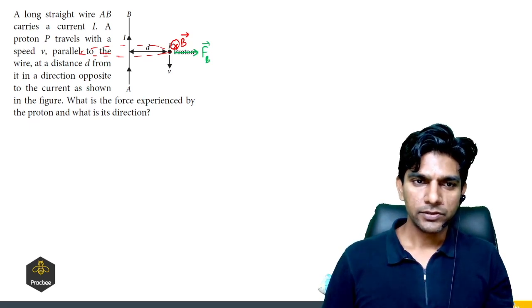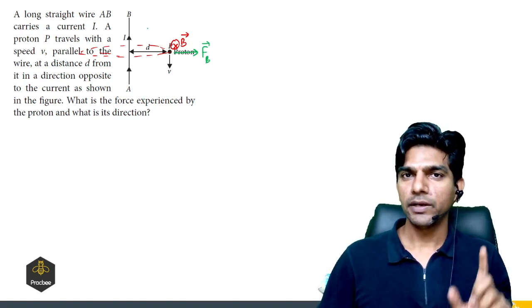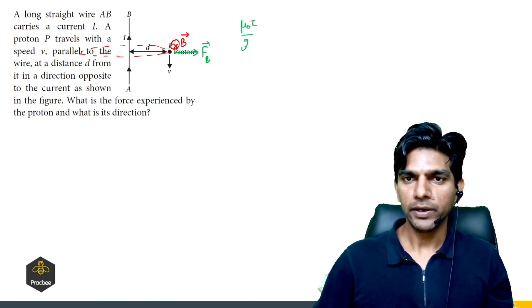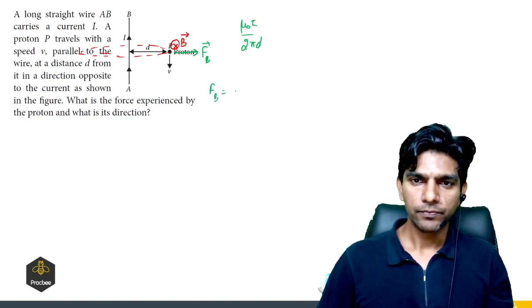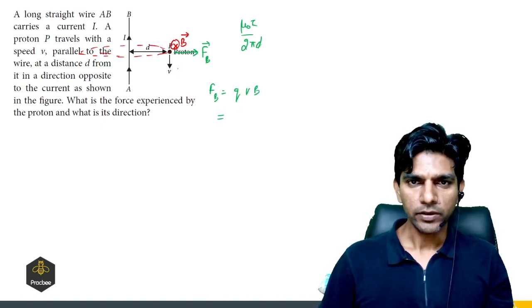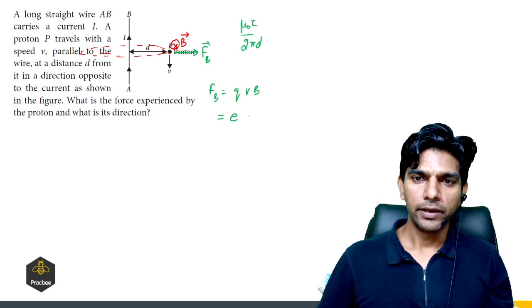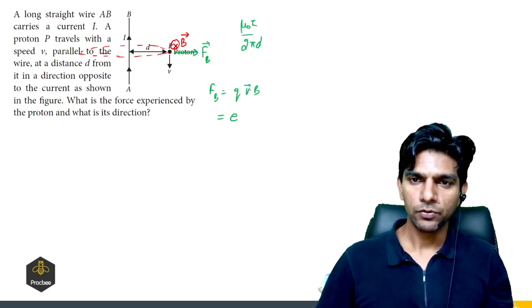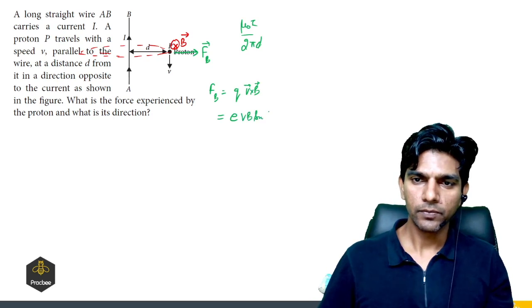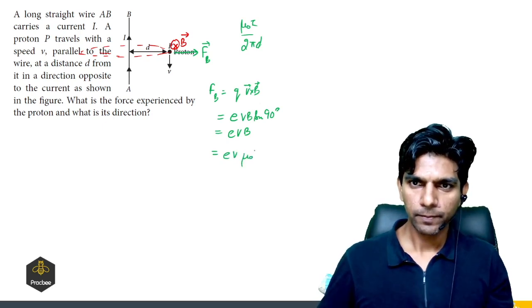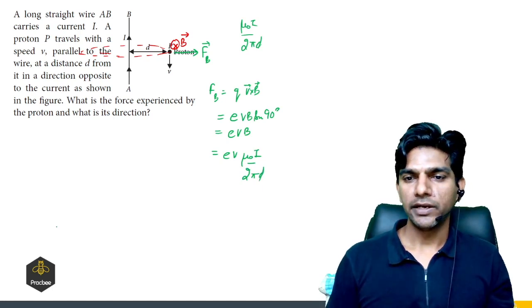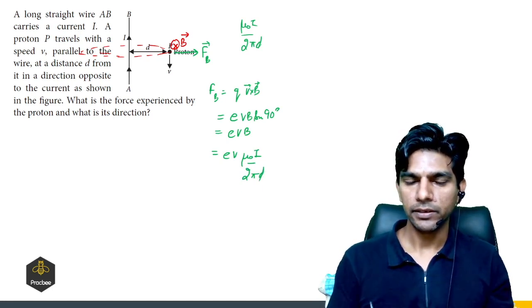So what is the force experienced by the proton? The magnetic field by a current carrying conductor is mu naught I upon 2 pi d, right? That we have already derived previously. And this force will be QVB. It's a proton, so Q will be e, and V and B are perpendicular, so it will be eVB sin 90 degrees. So it will be eVB, and B is mu naught I upon 2 pi d. So that is the answer to this question. And this force will be in the right direction.